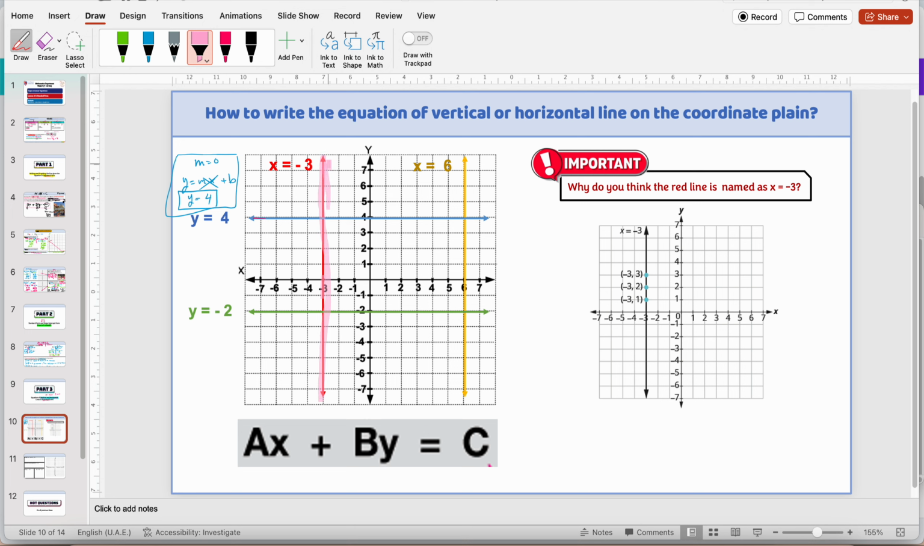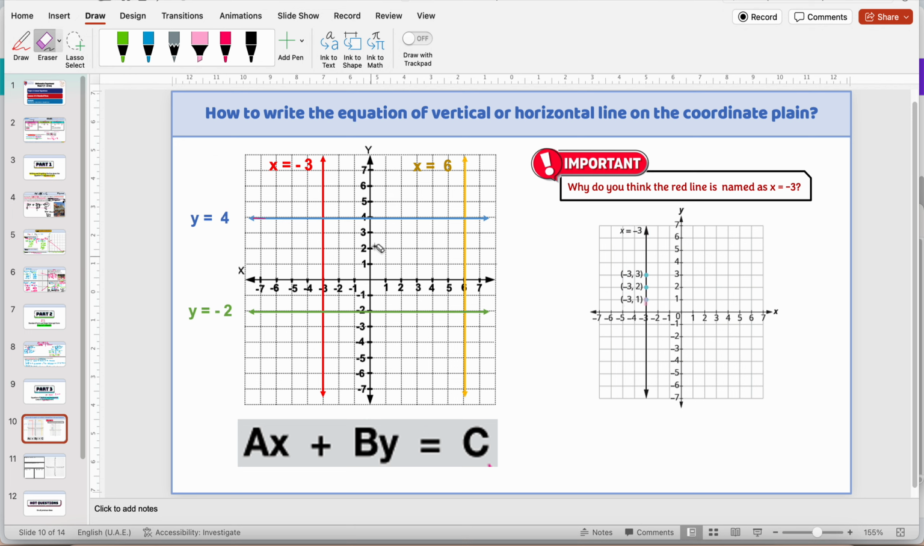Why is it -3? What's the slope here? If you want to know, it's undefined, but we need to write the equation of this line. Any point on this line always has an x coordinate of -3. That is the reason why the equation of the line is x equals -3, because x is always -3.